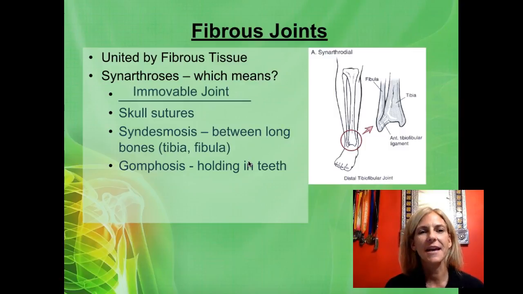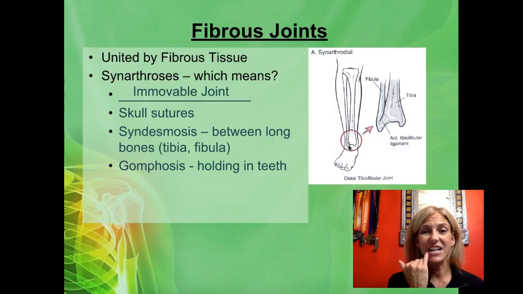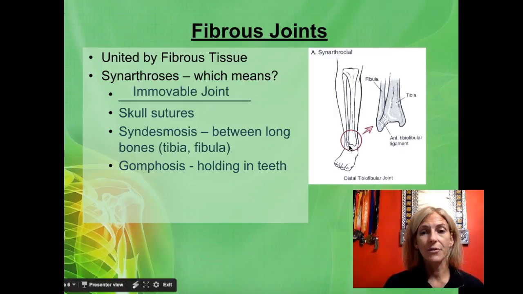Another example: you have syndesmoses and gomphoses, and these terms aren't going to show up on my tests, but I like to give you a little bit of extra information. Syndesmoses is the name of this joint between the tibia and fibula. And gomphoses are the ones in your gums, holding your teeth in. I do want you to know the word synarthrotic, meaning no movement, and I want you to know the term fibrous joint, meaning they're held together by fibers. I would like you to know some examples, but you don't have to know the terms gomphoses or syndesmoses.